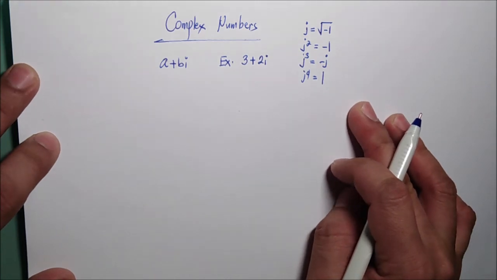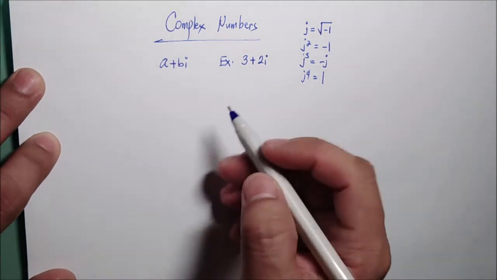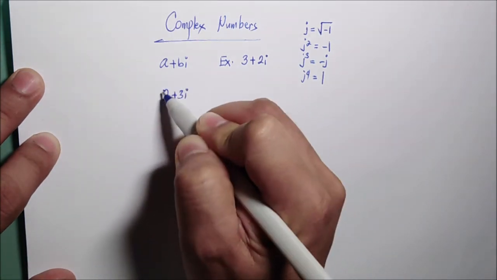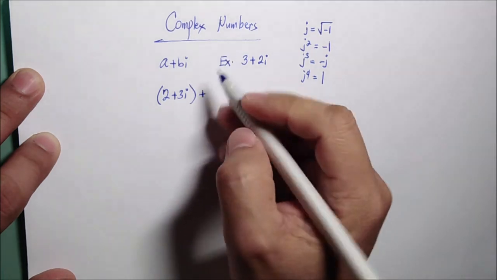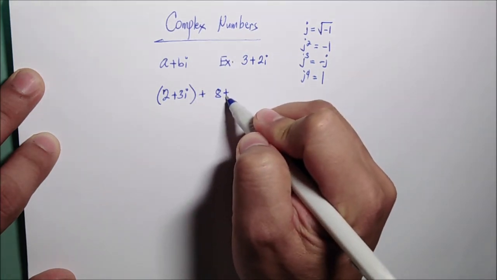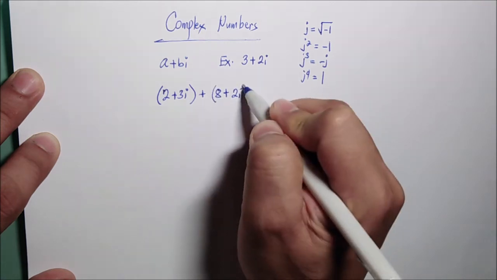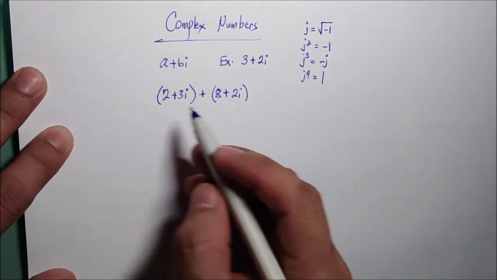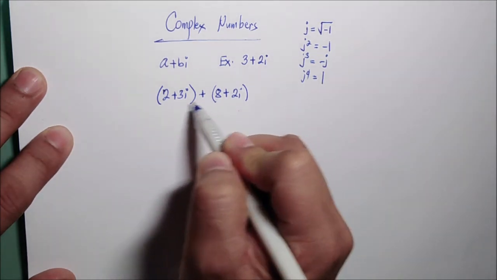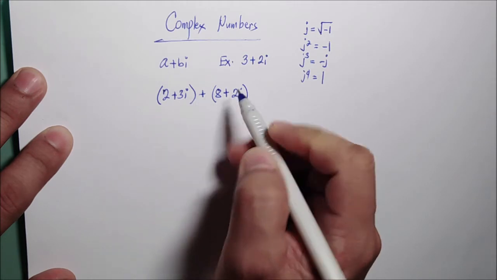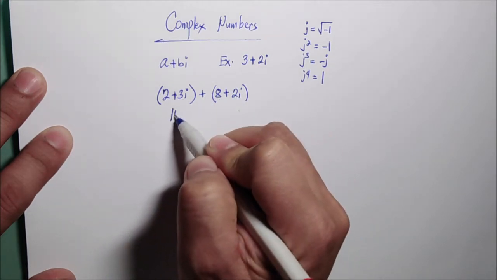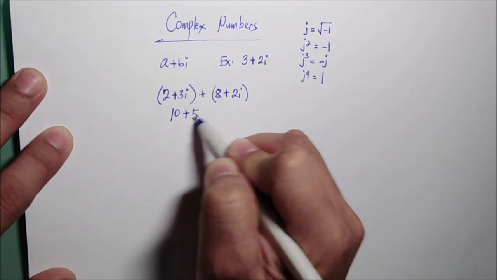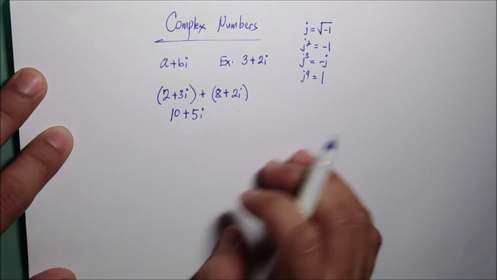Okay, let's try, for example, the addition of complex numbers. Maybe we can have 2 plus 3i added to, for example, 8 plus 2i. We have two complex numbers adding together. To add this, we simply add the real parts and the imaginary parts. So 2 plus 8 is 10, plus 3 plus 2, that is 5i. So the answer is 10 plus 5i.